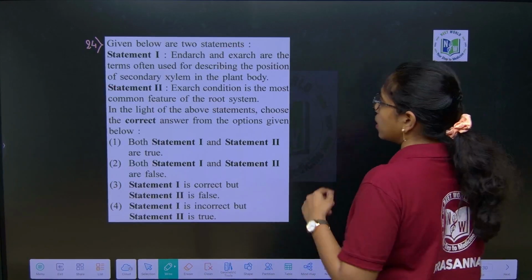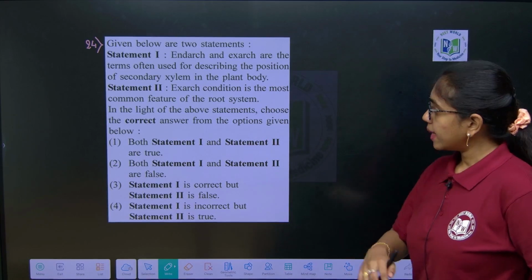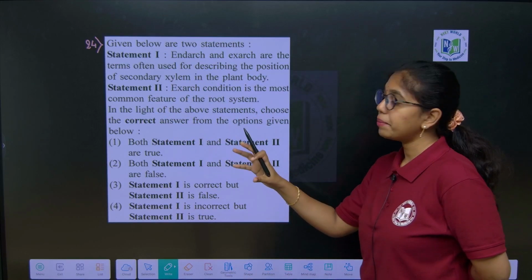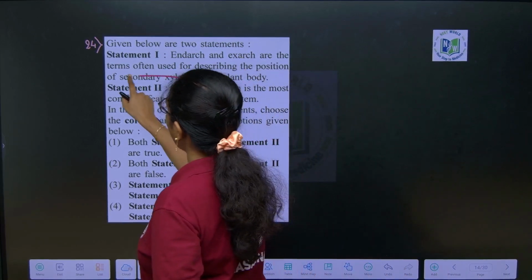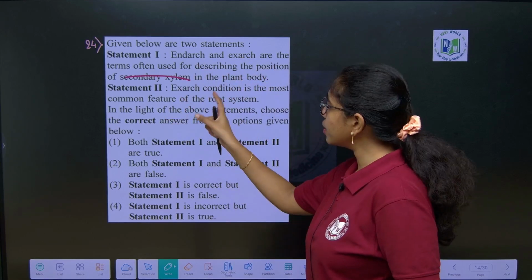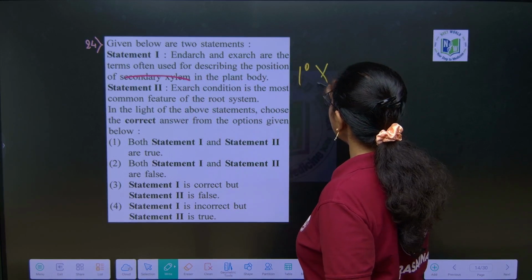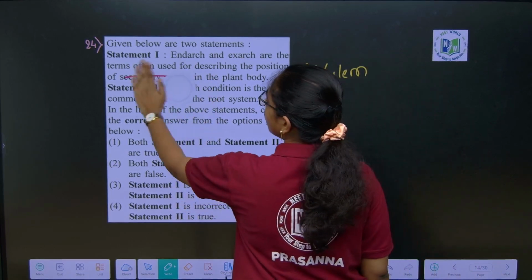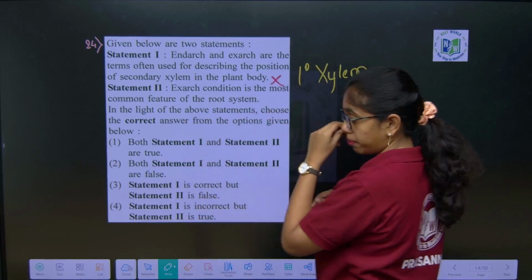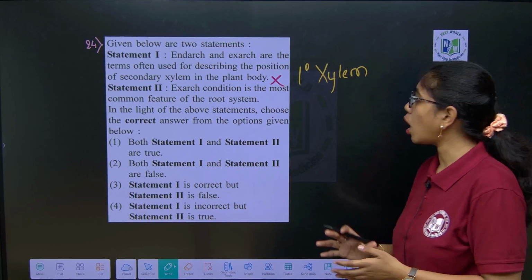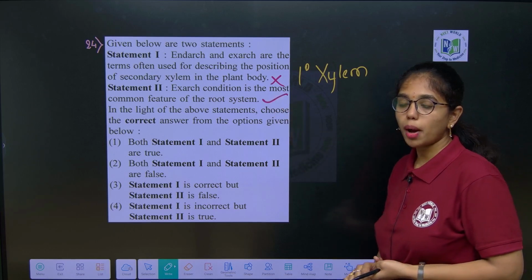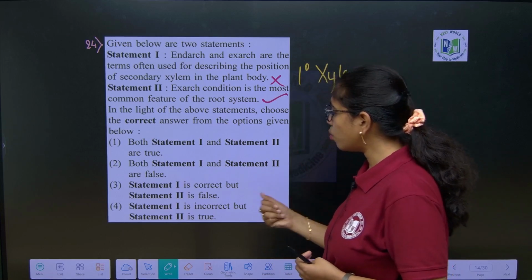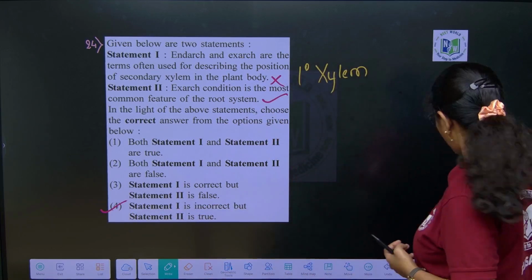Next, endarch and exarch xylem, this is from anatomy. Endarch and exarch are the terms often used for describing the position of secondary xylem. Wrong. Endarch and exarch are used to describe the position of primary xylem. So this is wrong. Next, statement 2: exarch condition is the most common feature in the root system. Endarch is most common in the shoot system. So here the correct answer: statement 1 is wrong and 2 is true. That is option 4.